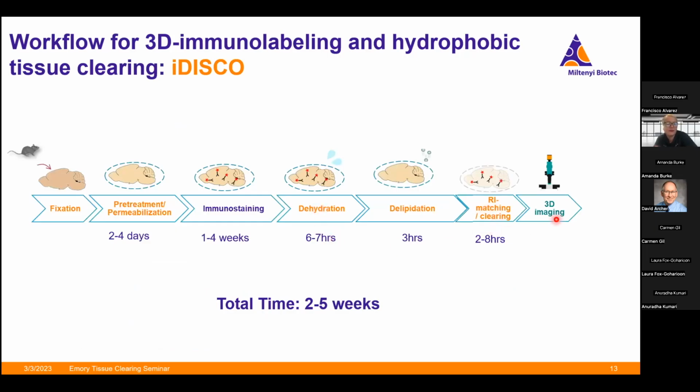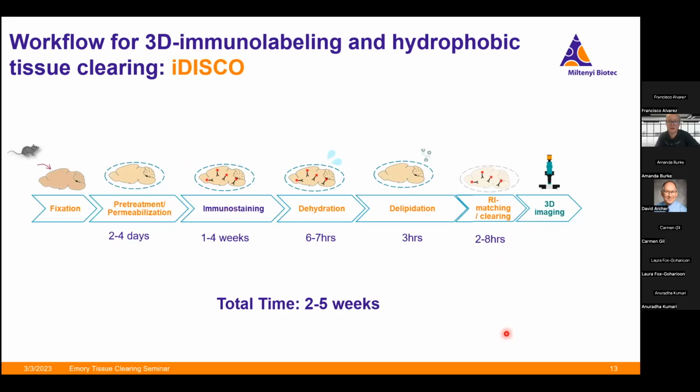When it comes to iDISCO, here's a very simple breakdown of the workflow. You may have noticed that the total time has increased drastically from 2 to 5 weeks. That's because the immunostaining does take quite some time, and this is dependent on your sample size. If you have a smaller sample, it can be accomplished in 1 week. If it's larger, 4 weeks. This also depends on your antibody system. If you're using a primary and a secondary, this doubles your time of immunolabeling. So that's really where that time comes in. But this doesn't necessarily translate into a lot more hands-on time. You're still just essentially taking your sample and moving it into different solutions.